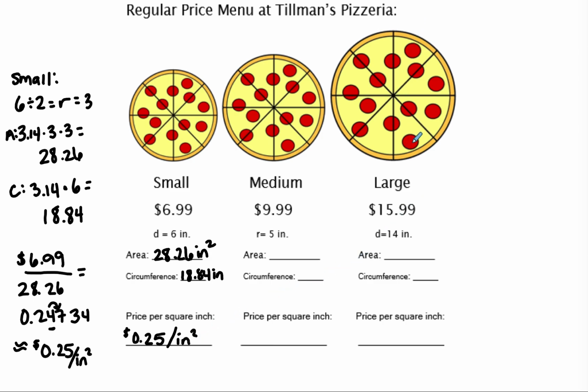All right, I'm going to skip to the large and do my work over here, and then I'll scroll down and do my medium work below. Skipping over to large, it also gives me a diameter. This time it's 14 inches. So I need to do 14 divided by 2 to get my radius, which is 7. For the area, I do 3.14 times 7 squared, which equals 153.86.